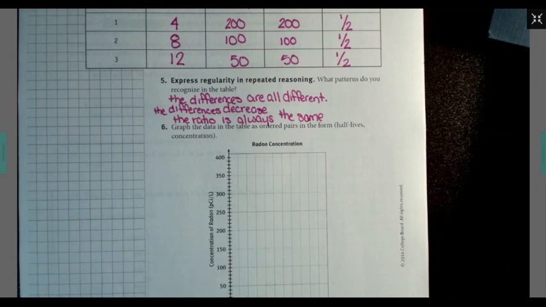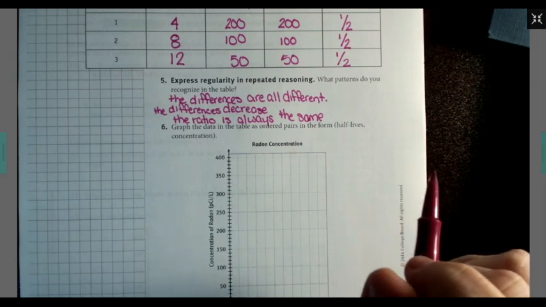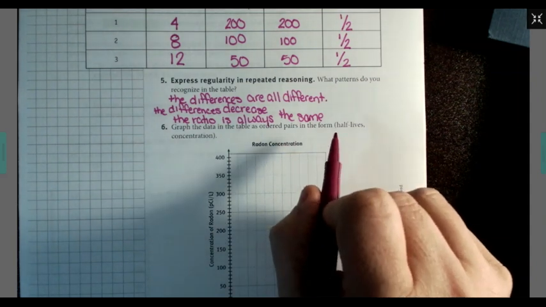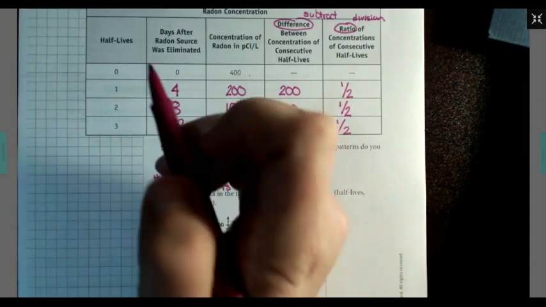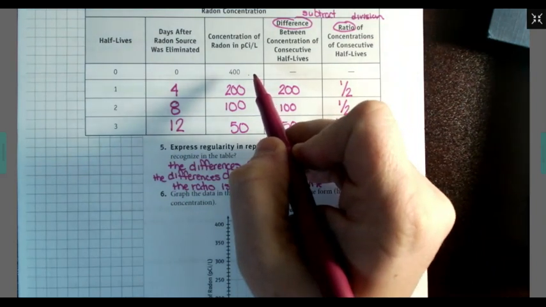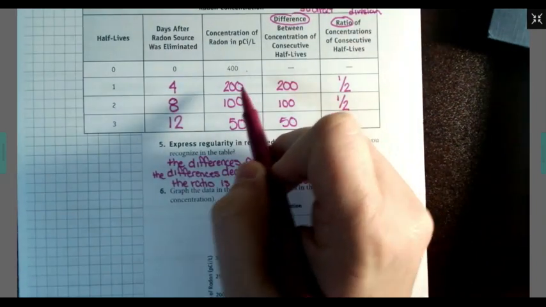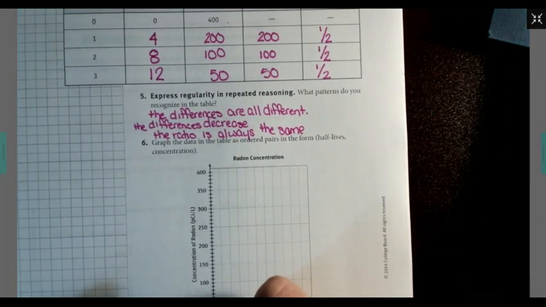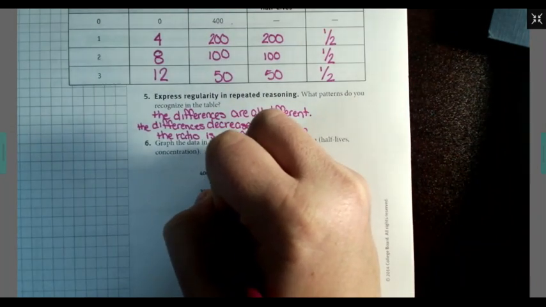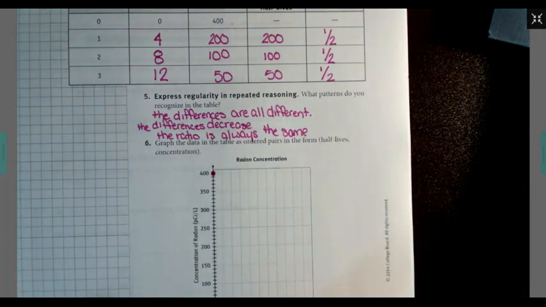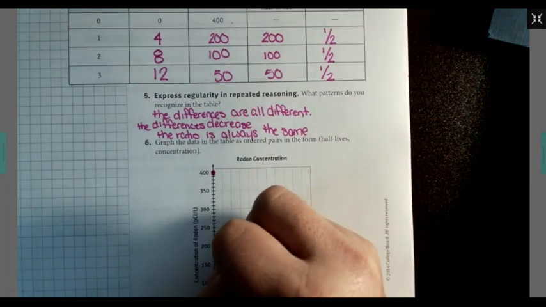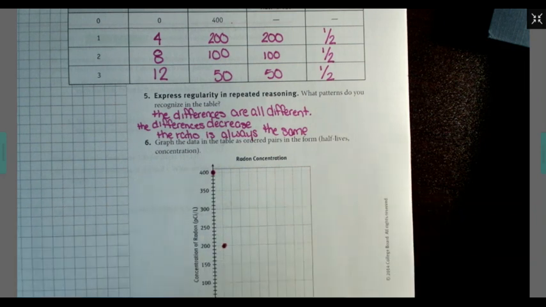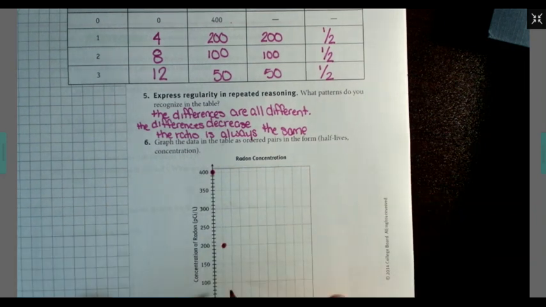Okay. Graph the data in a table as ordered pairs of half-lives, concentration. So this would be 0, 400, 1, 200, 2, 100. Okay, so 0, 400. Way up here. 1, 200. 2, 100. 3, 50.